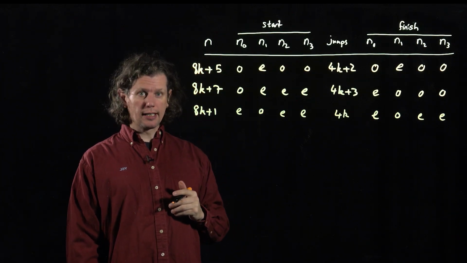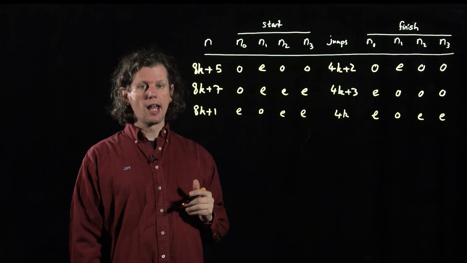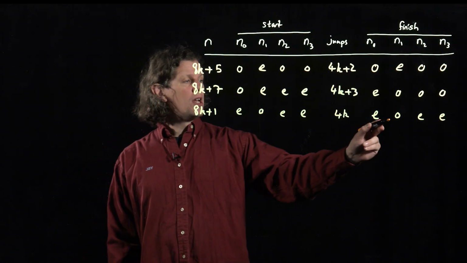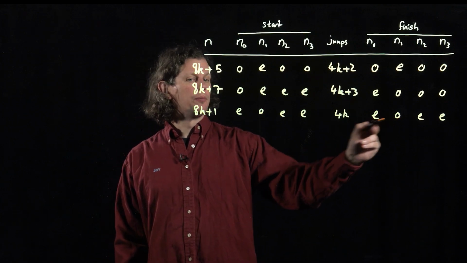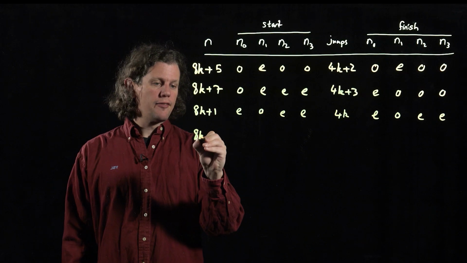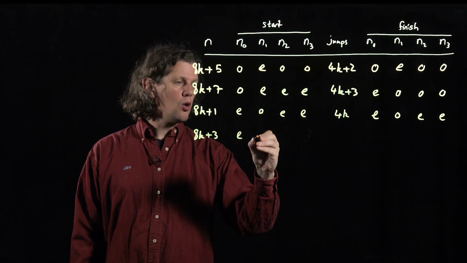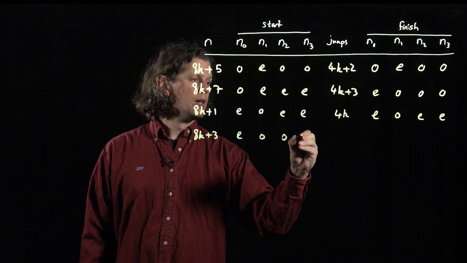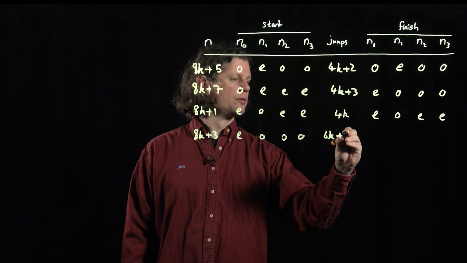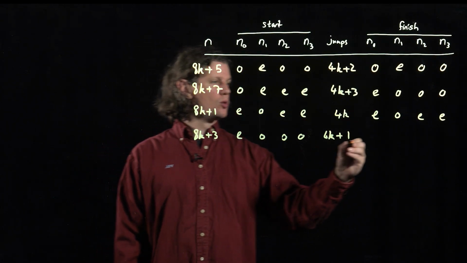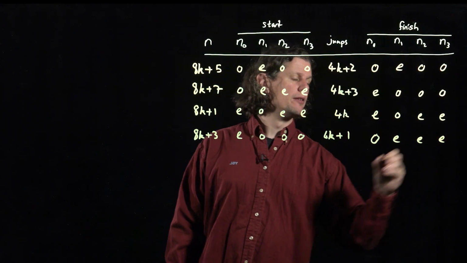Now, this tells us a little more than we knew, namely, if we start with 8k plus 1 frogs and we end up with only 1, we know that that 1 frog will end up on a lily pad whose number is 1 more than a multiple of 4. Similarly, if n is 8k plus 3, then we start with an even number on n0 and odd numbers n1, n2 and n3. We make 4k plus 1 jumps, which is an odd number, so it changes all the parities. So we get an odd number n0 and even numbers n1, n2 and n3.